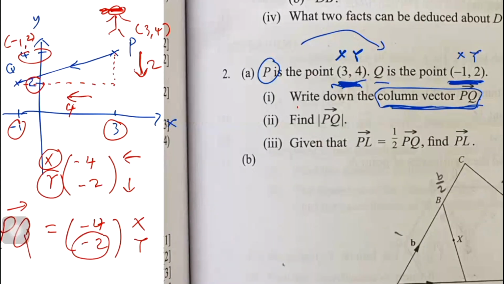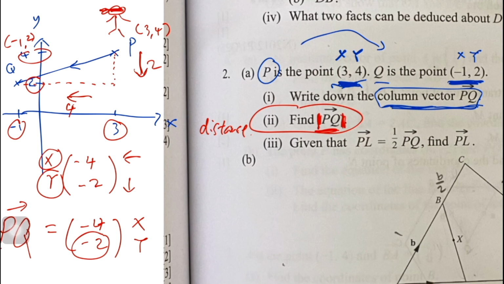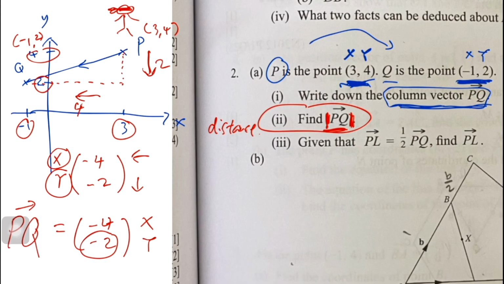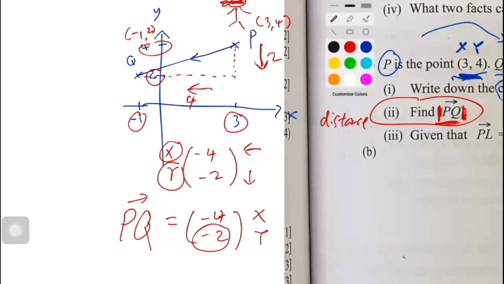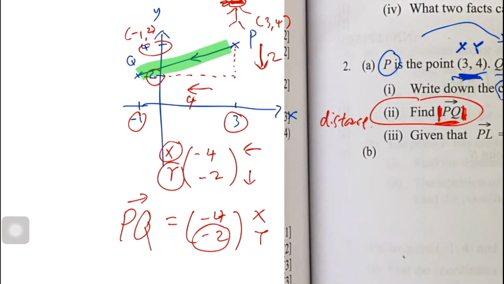Next question. Part 2 says find PQ. When we have this sign, with the two lines, it means find the distance. Now what distance are we supposed to find? We're supposed to find this distance, from here to here.